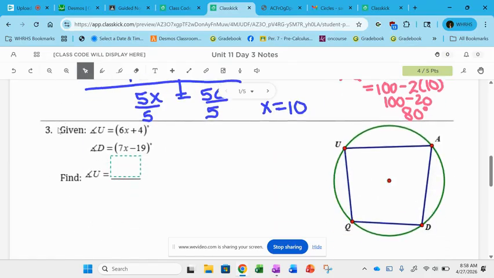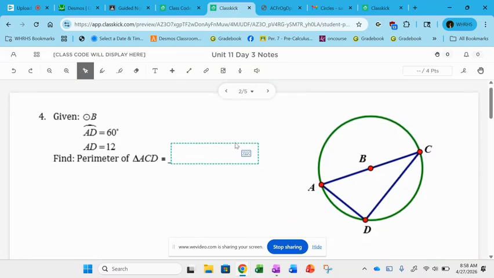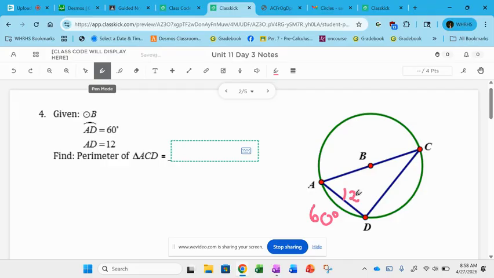Okay, we're going to skip number 3. Let's go to number 4 on the next page. So it says circle B. It's telling me arc AD is 60 degrees. Now look at this. I love how I have both of these here. Arc AD is 60 degrees, but then what is it saying? Segment AD is 12. Find the perimeter of triangle ACD.